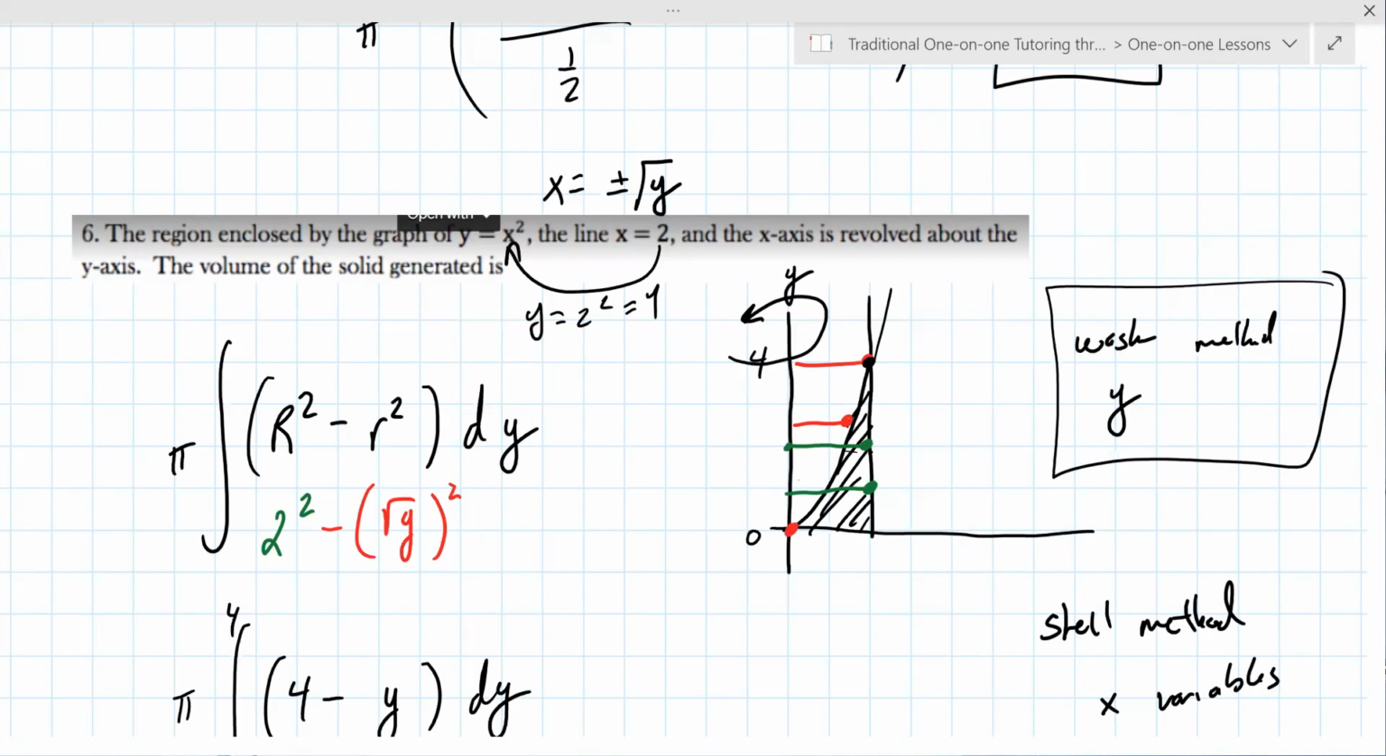All right. Do you know if you're gonna get a shell or a washer method? I wouldn't be surprised. I'm definitely gonna get a disc one. And I probably won't get a shell one because I don't think we talked very much about that. We maybe did one problem, but washer is half and half. Disc is for sure. All right.